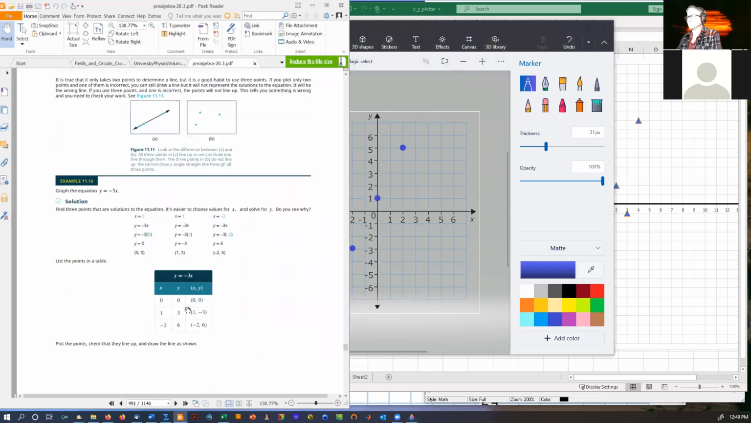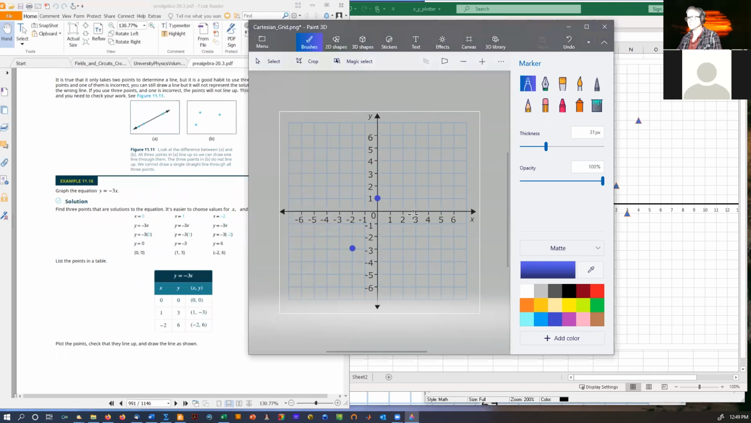Now we can do another one. So they have y equals negative 3x. Let's look at x equals 0. For x equals 0, y equals negative 3 times 0, so y equals 0. That means the point is there. If you have a linear equation where it's just y equals some number times x, you know the line goes through the origin, through 0, 0. That will always give you one of the points. If your linear equation looks like this, it goes through the origin.